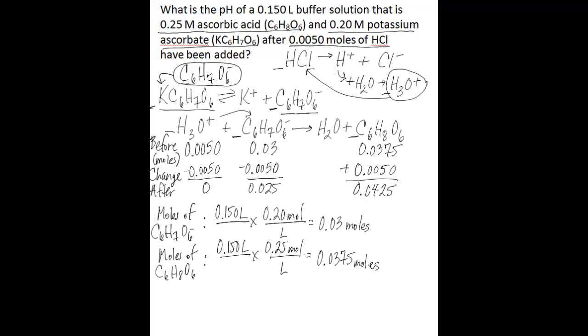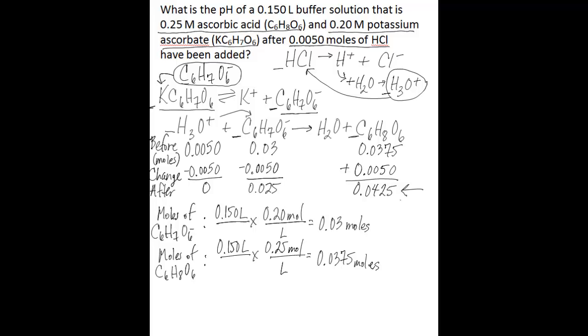0.0425. So remember, what we're trying to find here is pH, and to do this, we can find the hydronium ion concentration using the equilibrium expression, or the Ka value, for ascorbic acid, and also the concentration of ascorbate anion and the ascorbic acid concentration. And this is all after neutralization, so we're focused on the last row of this table.